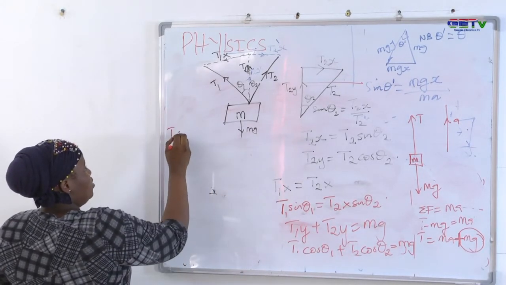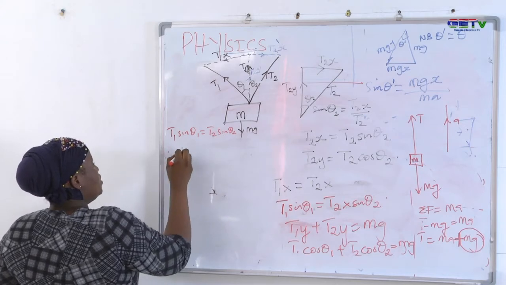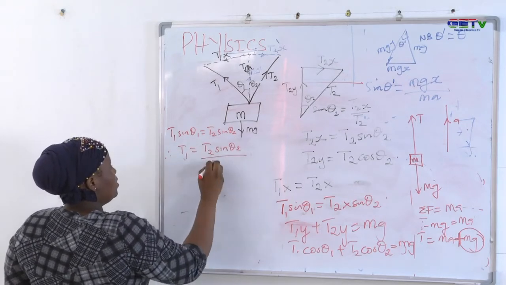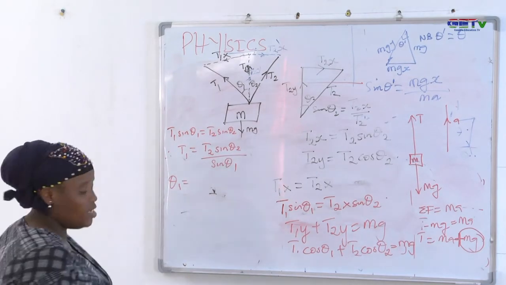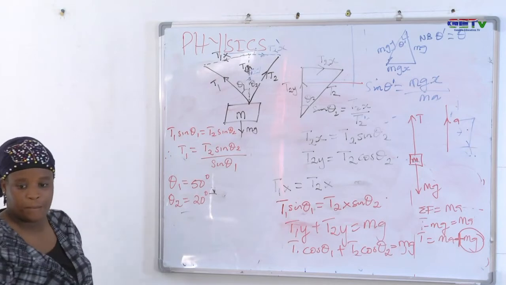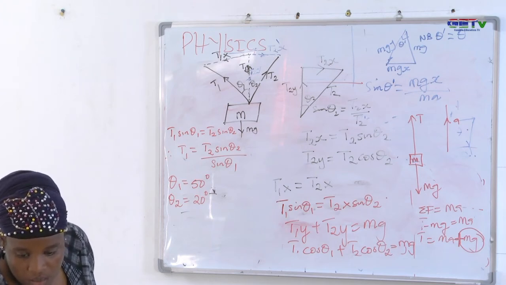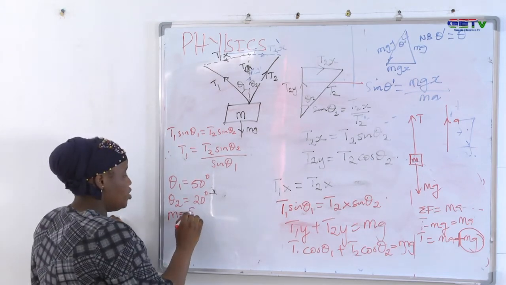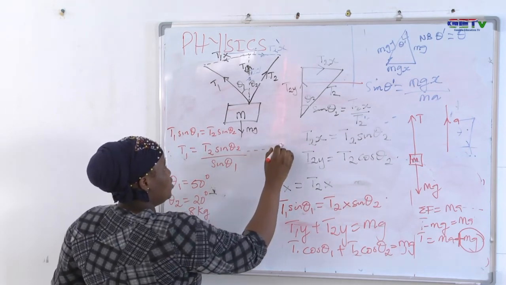So if T1 sine theta 1 is equivalent to T2 sine theta 2, therefore T1 will be equivalent to T2 sine theta 2 all over sine theta 1, where theta 1 is given as 50 degrees, theta 2 is 20 degrees, m is given as 8 kg, g is 10 meters per second squared. We can call this equation star.